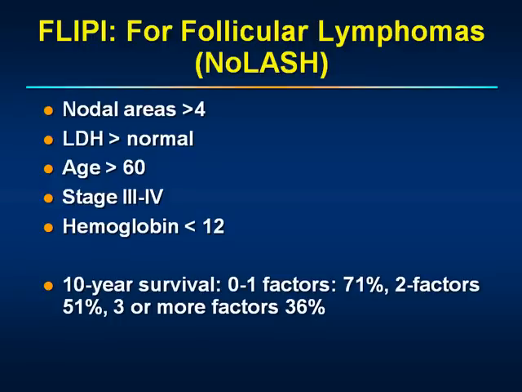The FLIPI is a little different since, remember, I told you that these often present with stage 3 and 4 disease. So now we're looking at numbers of nodal areas, LDH greater than normal, age over 60, stage 3 and 4, and hemoglobin less than 12. For 0 to 1 factor, the 10-year survival is 71%, but for 2 factors, 51%, and 3 or more factors, 36%. So one can see that the more disease you have, and especially the aggressiveness like LDH and stage, and the low hemoglobins are related to survival.